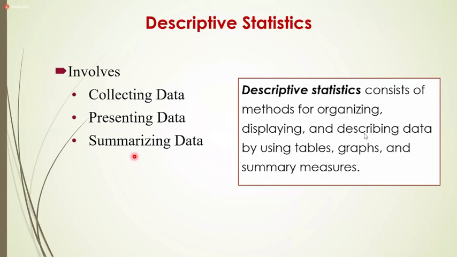Descriptive statistics provides the methods for collecting data, presenting data, and summarizing data. So in the box, we define descriptive statistics as consisting of methods for organizing, displaying, and describing data by using tables, graphs, and summary measures. This is the main function of descriptive statistics, right? This provides methods for these things by using tables, graphs, and summary measures.